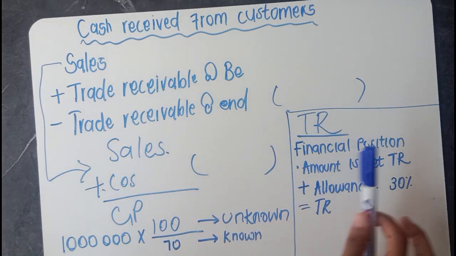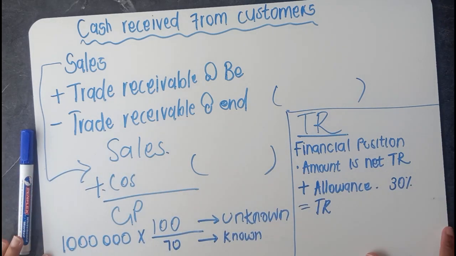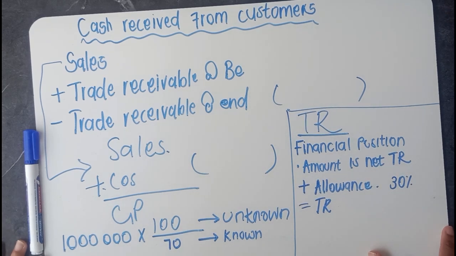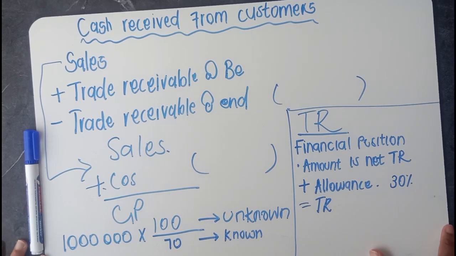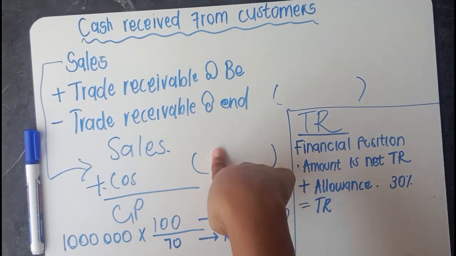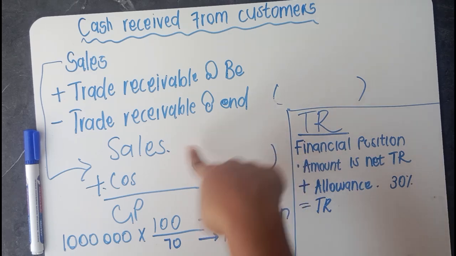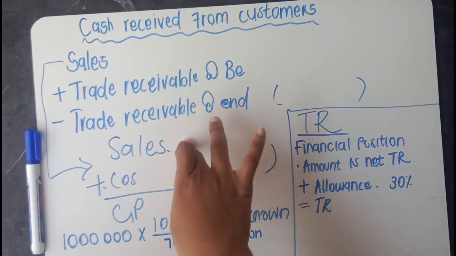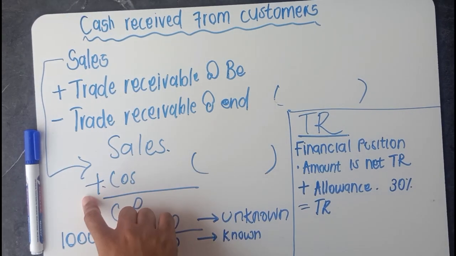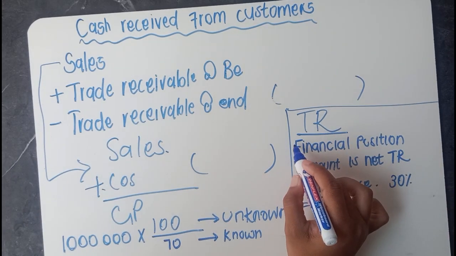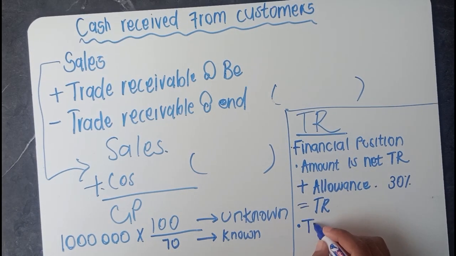Let me give you a bit of a summary of what we just did. The trade receivable amount on the statement of financial position is the net trade receivables, meaning they subtracted the allowance for credit losses, so you have to add it back in order to get the correct amount for your cash received from customers. Number one, you use unknown over known. Then for your sales amount, you take your gross profit and add your cost of sales. That's it. Now, the second statement that they might give you is the trial balance.